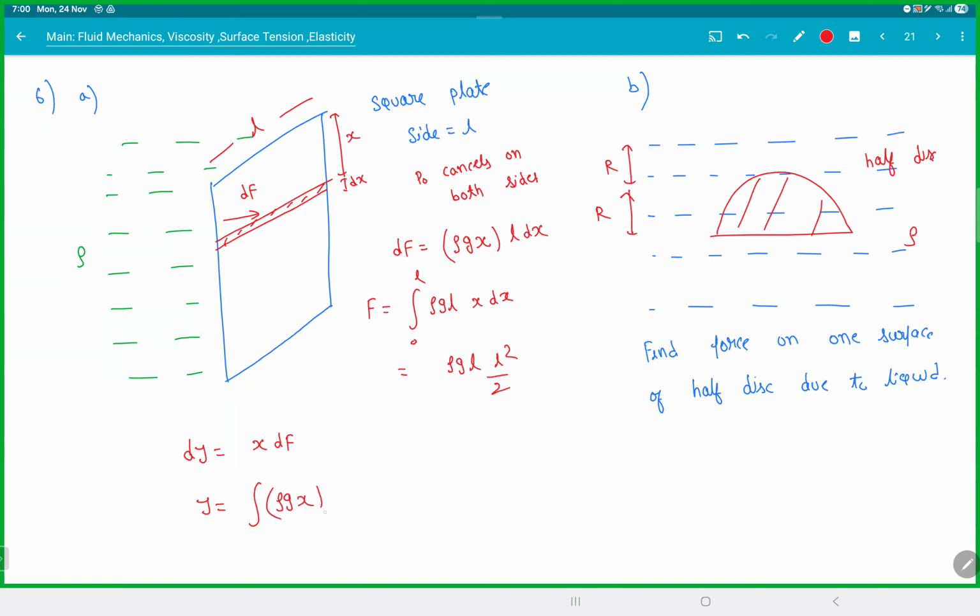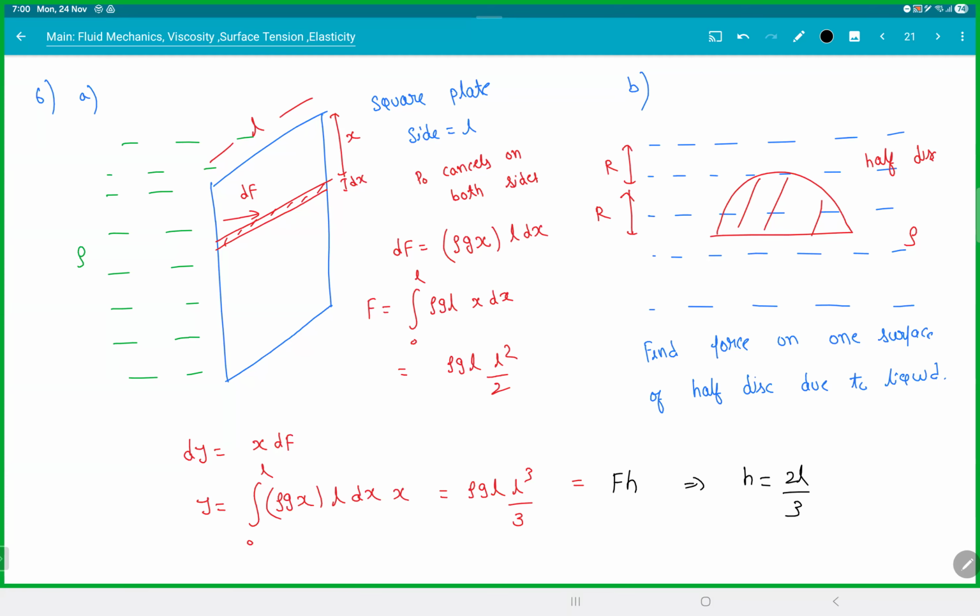rho g x L dx into x from 0 to L. This will be rho g L into L cubed by 3. This must be equal to the force which is applied, F into H. And if you substitute F there, H is equal to 2L by 3. So you should apply this much force at a depth of 2L by 3 so that the plate won't rotate and plate won't translate. You cannot apply in the center.